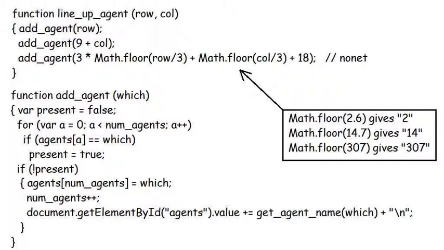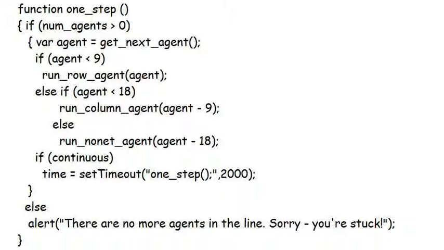You'll notice that the last line of function addAgent also adds the agent to the text area Agents, which lists the agents waiting on the screen. The function getAgentName turns the number of an agent into a word, row, column, or nonnet, followed by a number. So agent 0 is displayed as row 0, and agent 19 is displayed as nonnet 1, and so on. The function oneStep takes the first agent off the list, if there is one, and runs it. If the list is empty, then it reports a "sorry, no more agents" message. In fact, it also displays this message when the problem is solved. That's something you might like to change.